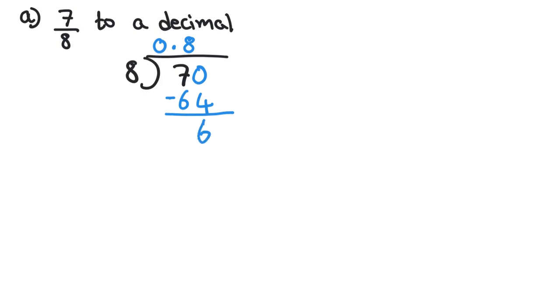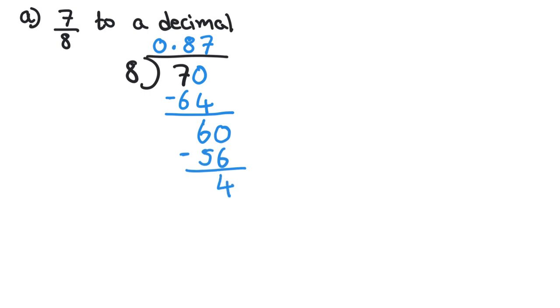Now we already have a decimal point over here. To continue further, we will simply put another 0. So 8 times what is close to 60? 8 times 7 is 56. Subtract it. 60 minus 56, 4.